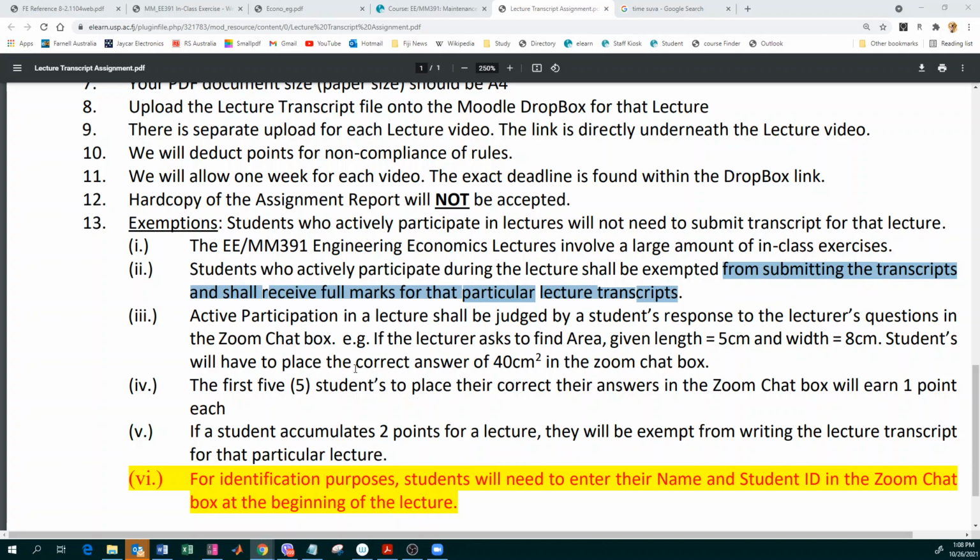if I ask you a question in the lecture, and sometimes I have to really pursue the students, if I ask a question, then the first 5 students to put their answer in the chat box. So let's say for example I ask the area of a rectangle, and the length is 5 centimeter and width is 8 centimeter, right? The first 5 students to state the correct answer in the Zoom chat box will earn 1 point each.